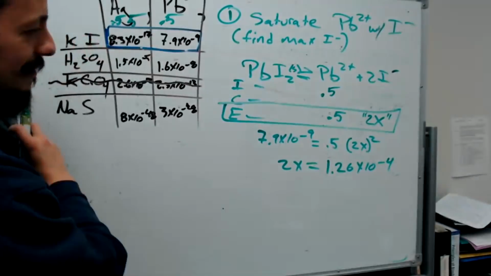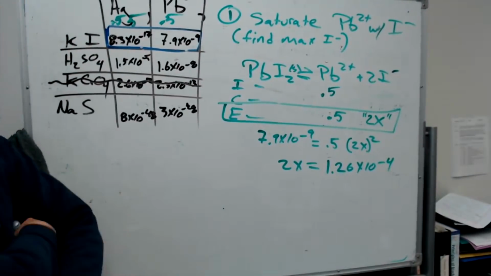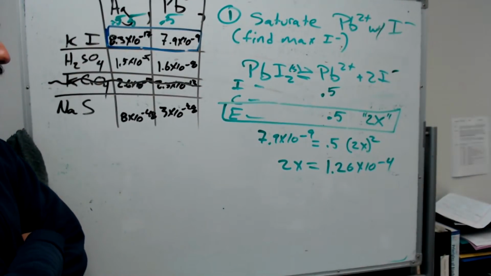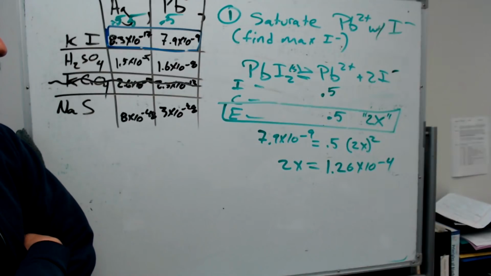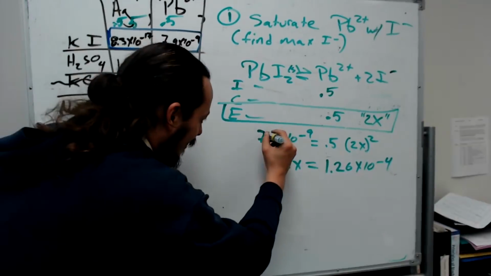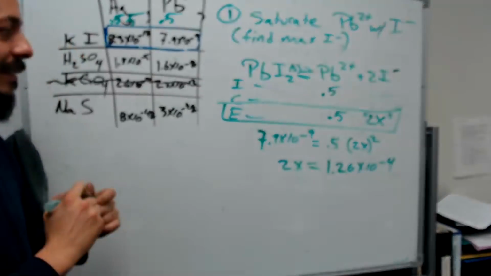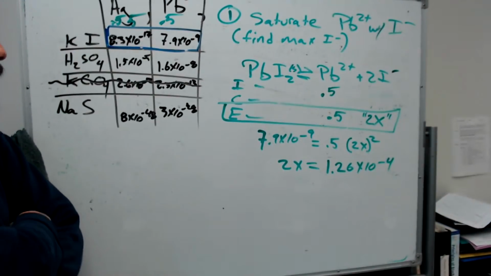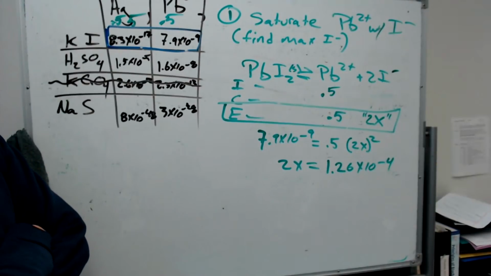Man, that means I was less right. I liked the other answer. I thought it was a 2 for the Ksp. That was 2.9 instead of 7.9. Oh, yeah, that's 7.9, sorry. I didn't think it'd make that much of a difference, but okay. 1.26 times 10 to the minus 4.